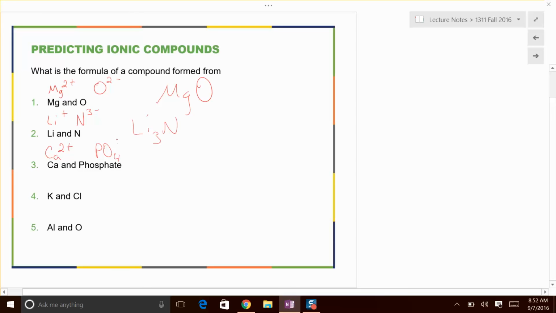It's PO4 3 minus. That's phosphate. What is the combination? How many phosphates and how many, this one's trickier, guys. How many calciums and how many phosphates do I need?